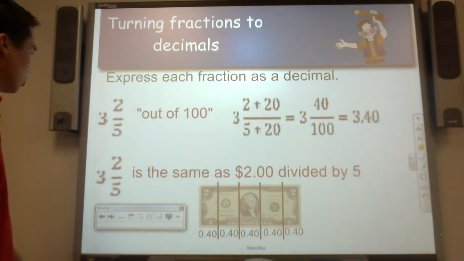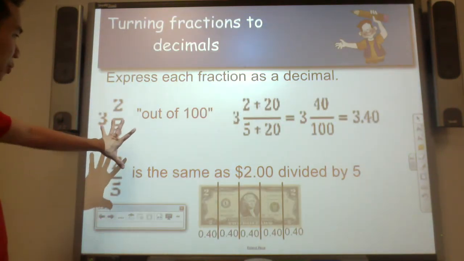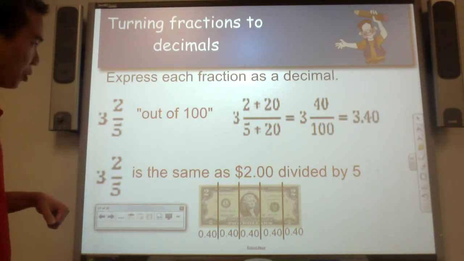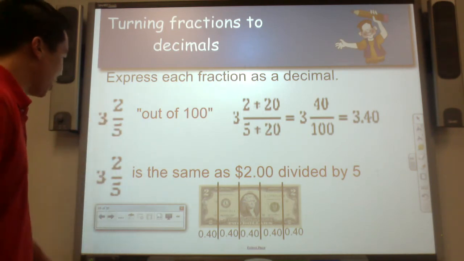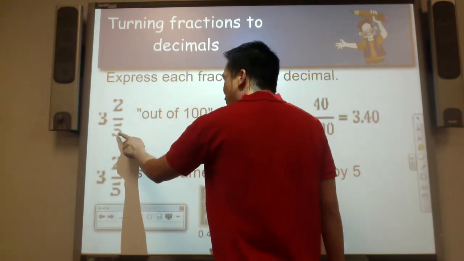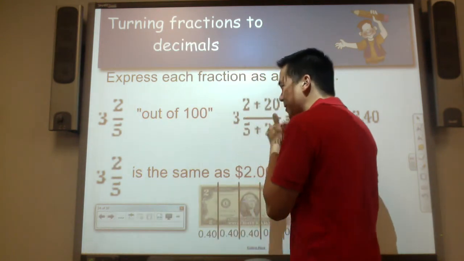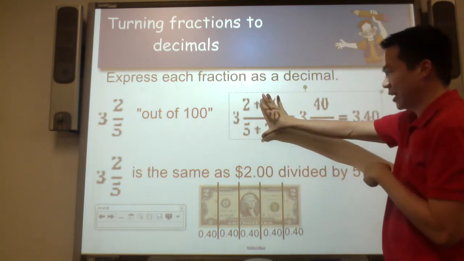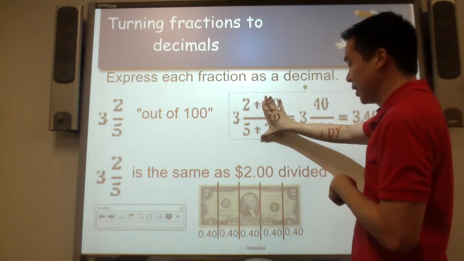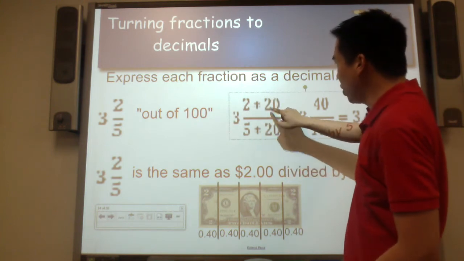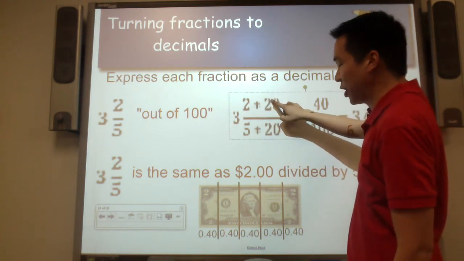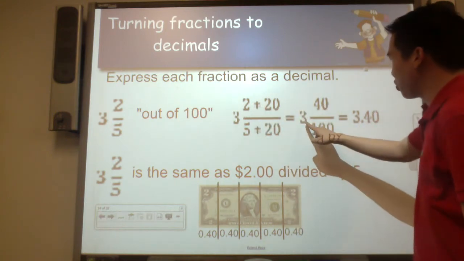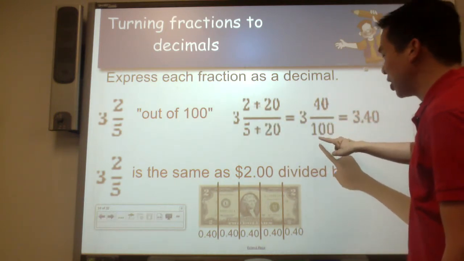You know what? Let's try one last example, and then we'll do some together. We'll do some individually. Let's do a mixed number. 3 and 2/5. Can 5 go into a hundredths place? Yeah, times 20. You multiply the numerator by 20. So you have 2 times 20 is 40. So it's 3 and 40 hundredths.